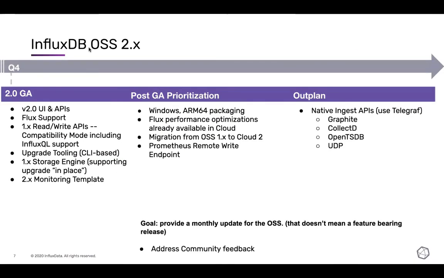So to try to put this in a little more visual format, let's suggest that Q4 is sort of the rough target at the moment, where we'd like to have everything packaged up from a 2.0 open source perspective, the UI and all the existing APIs. Obviously, Flux support is the way that you access all of the data, whether it's tasks, dashboard cells, or others.